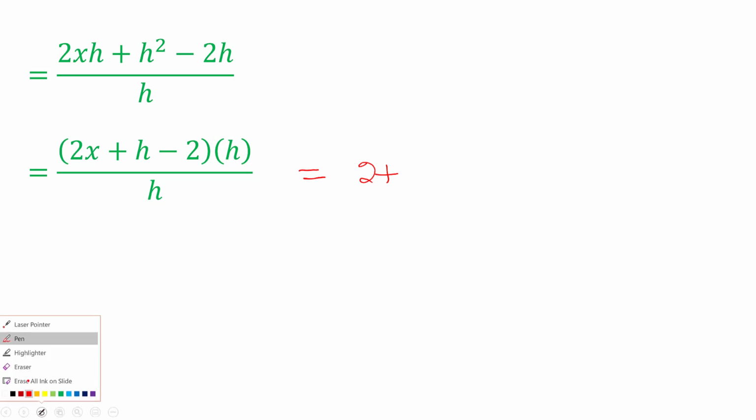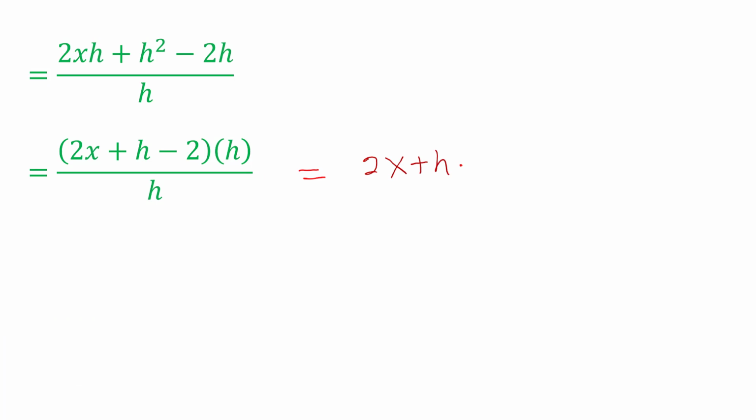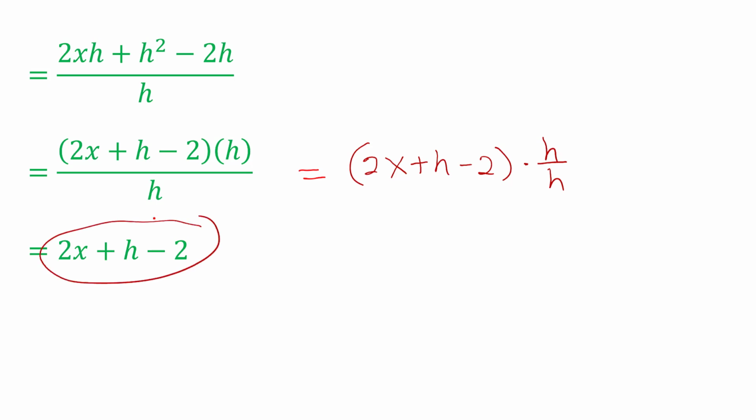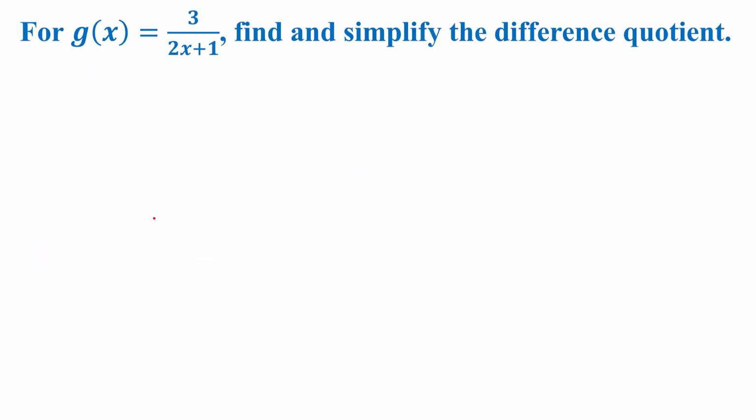Let me erase that. We have 2x plus h minus 2 times h over h, or times 1. My final answer then is going to just be 2x plus h minus 2, and this is our simplified difference quotient. Next, we have g of x equals 3 over 2x plus 1, and again we're going to find and simplify the difference quotient.